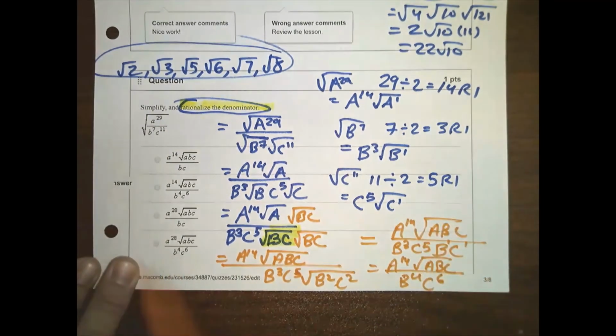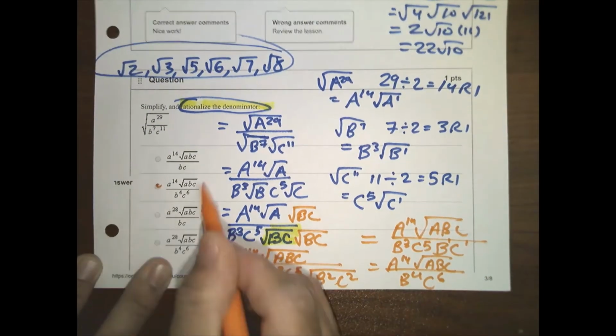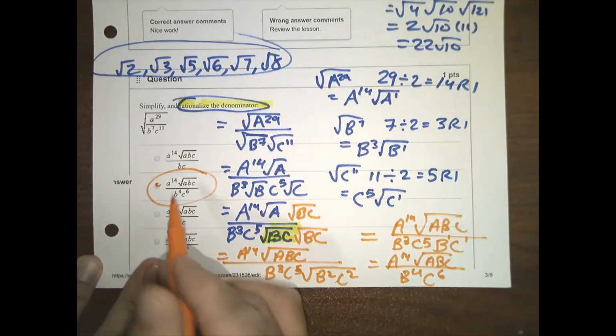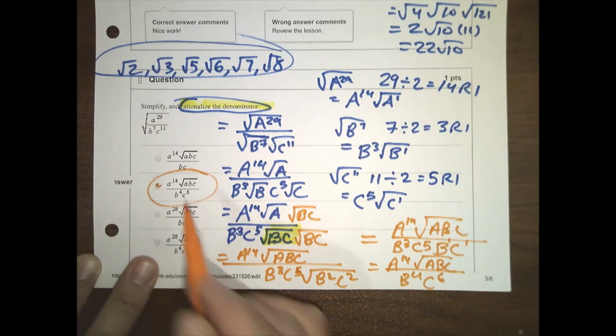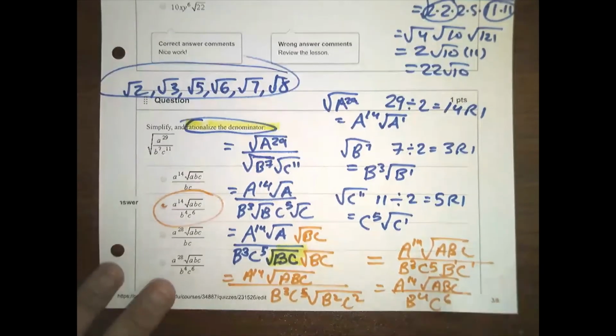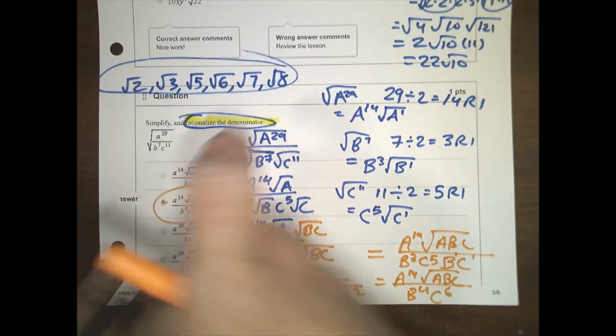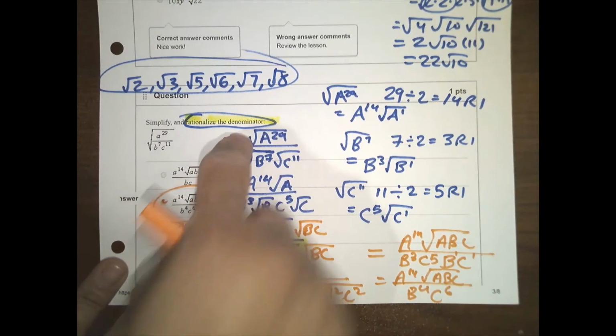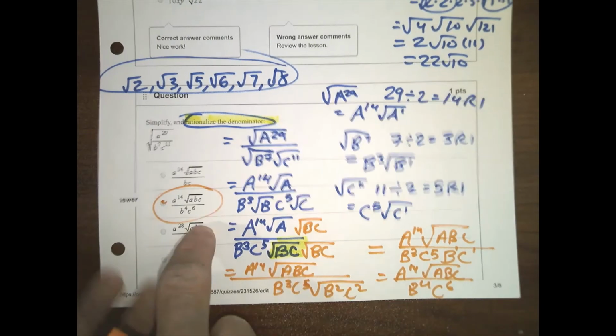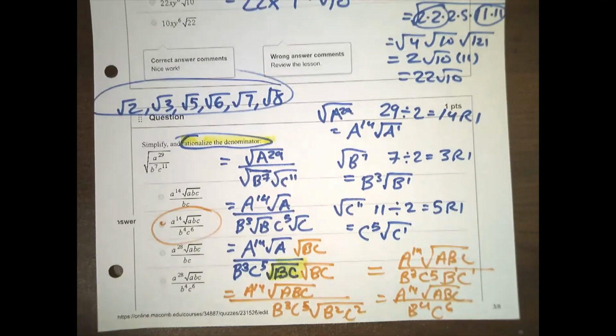And then I see if those are any of my answer choices, and well, there it is. There's my answer choice. A to the 14th, square root of ABC, all over B to the 4th, C to the 6th. So what a time to be alive. I see right there that also has to be right because I rationalized the denominator. I got all of the square roots out of the denominator, and there you are. There you have it. All right, what a time to be alive.